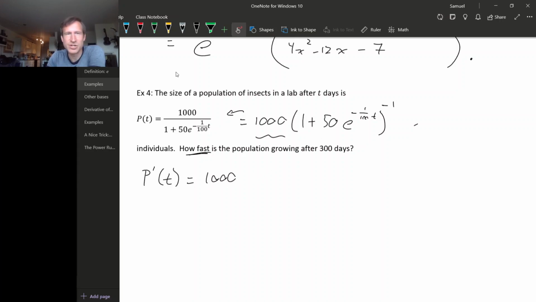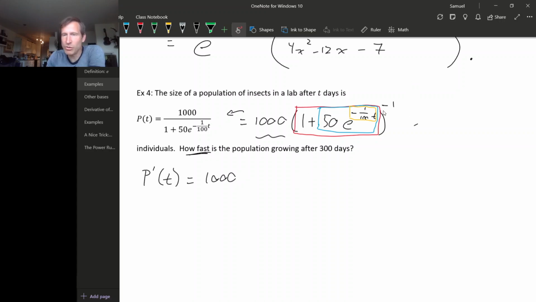Okay, and now we need to take the derivative of this second factor. We need to be a little careful because there are multiple layers here, right? There's the exponent, minus 1. Inside of that, there's this sum. Inside of that, there's this constant multiple. And inside of that, there's an exponential, which has its own inside. So we have to be pretty careful here.